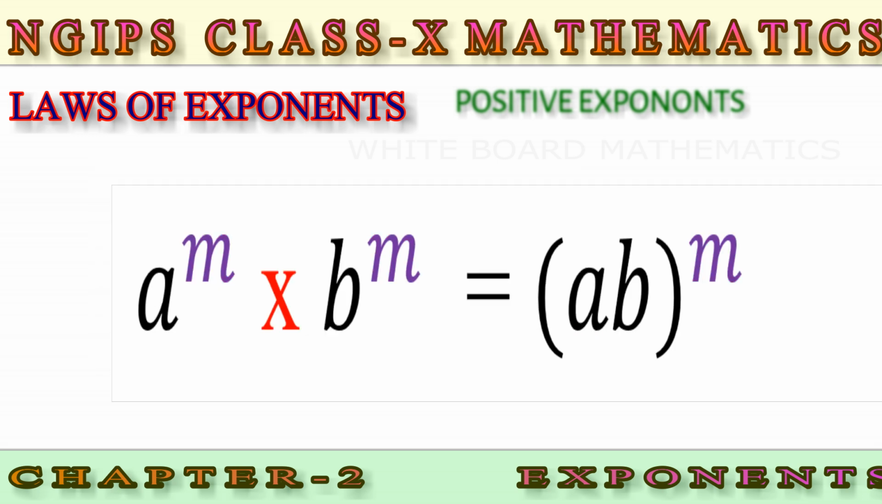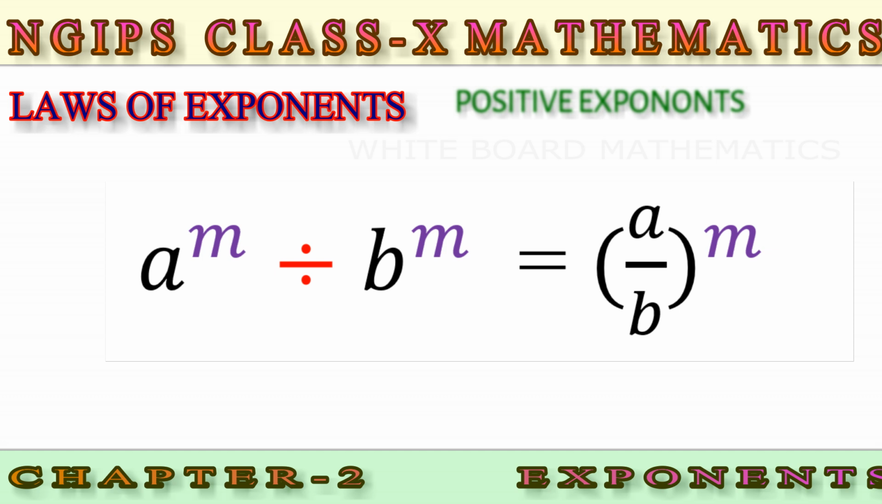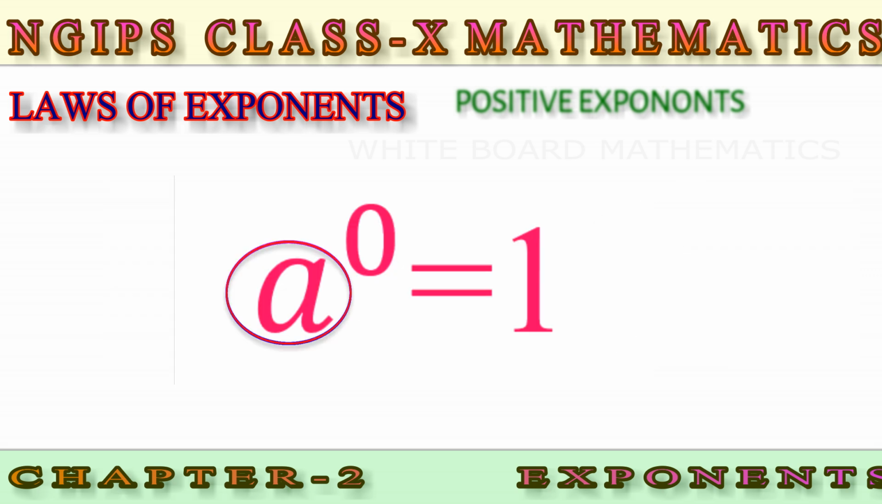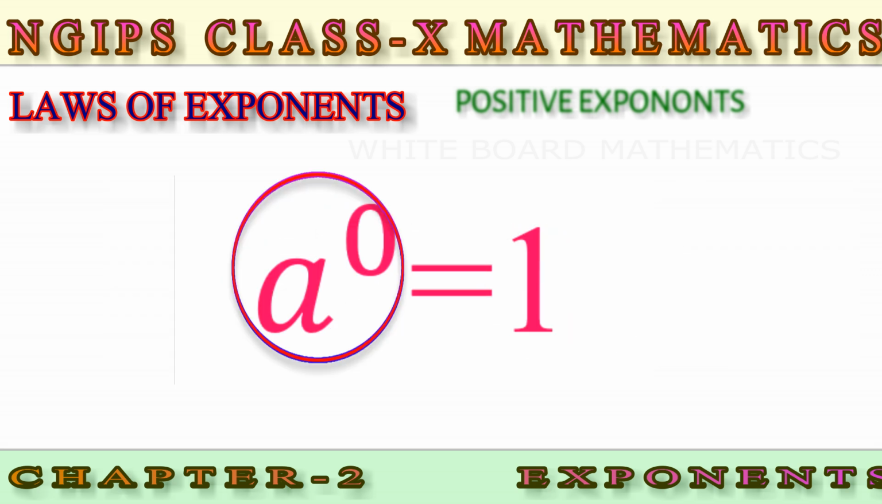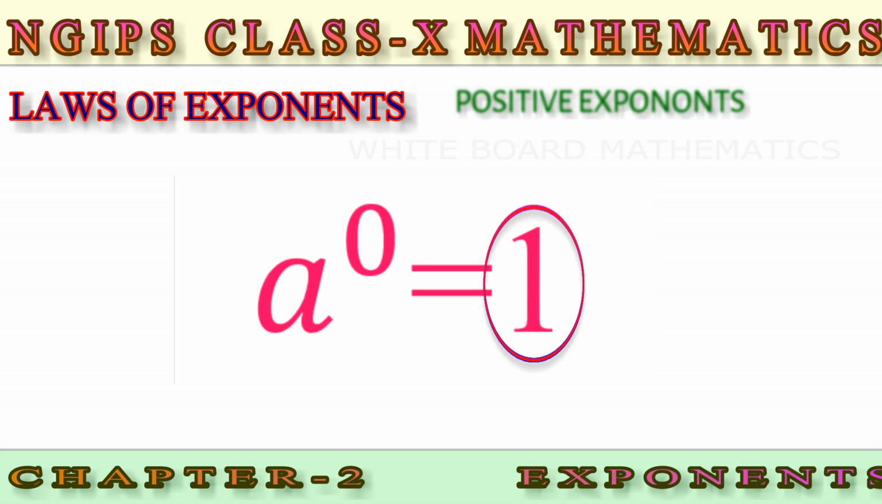If you come across a scenario where the bases are different but the exponents are same and you're trying to multiply them, in that case your resultant could be the product of the two bases to the power of the exponent, that is ab to the power m. The same is true for division as well. When your bases are different but the exponents are same, the resultant becomes the division of the two bases to the same exponent. a to the power 0 is equal to 1. Any number to the power 0 is always 1.